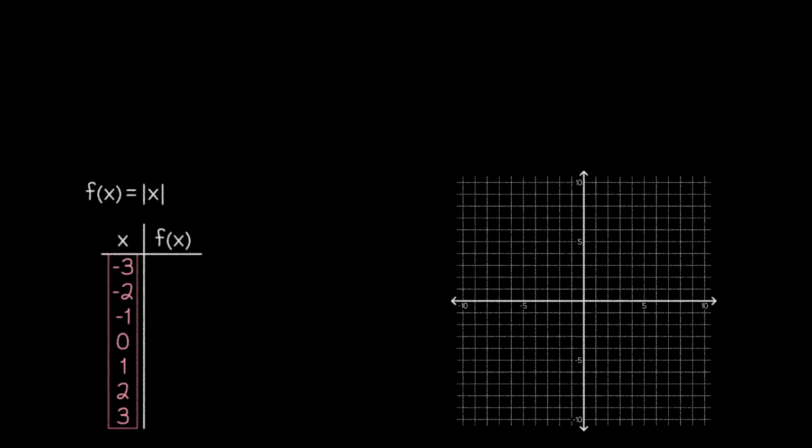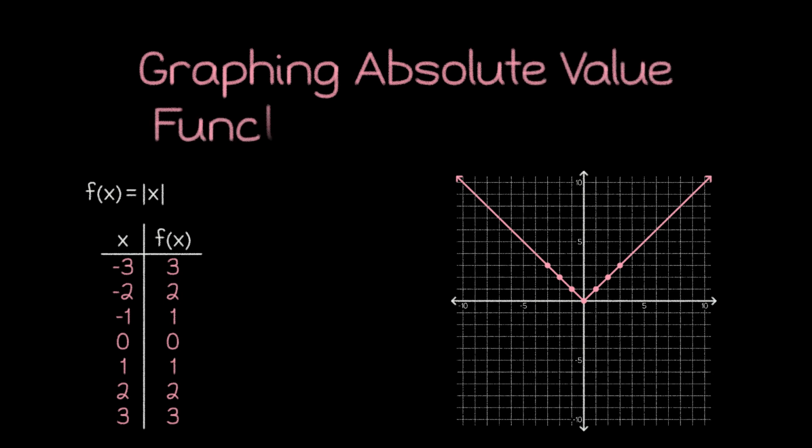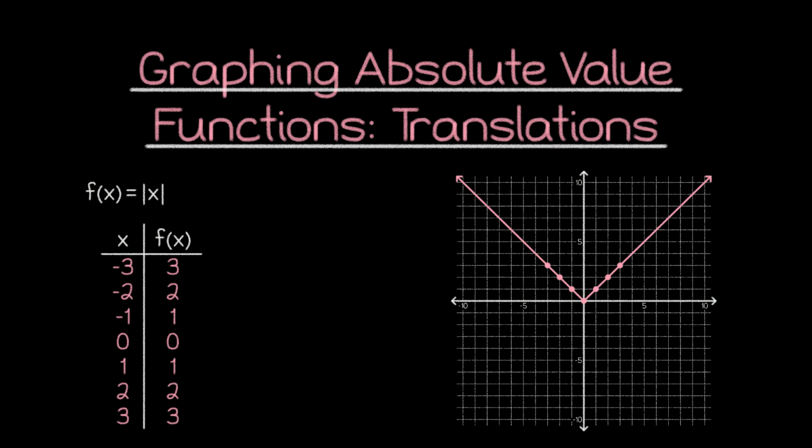So, let's graph the absolute value parent function, starting by finding the output for each of our inputs. Then, when we graph the resulting points, we can see that they fall in a V shape. And if we were to keep graphing points, they would all fall along this V shape, resulting in this graph. As we graph other absolute value functions, we'll see that they all have this basic shape. So let's jump into it and graph some more absolute value functions.